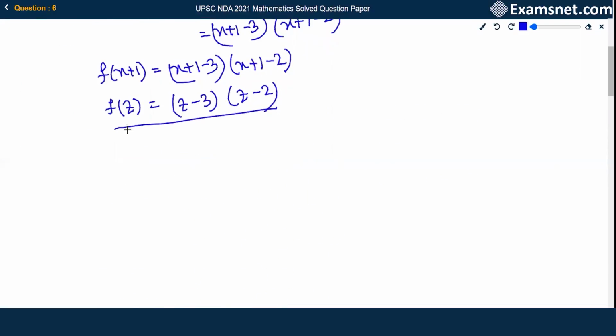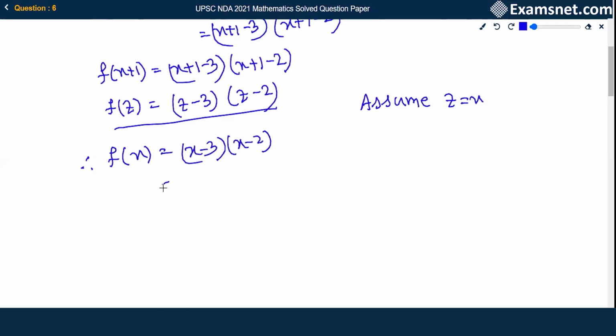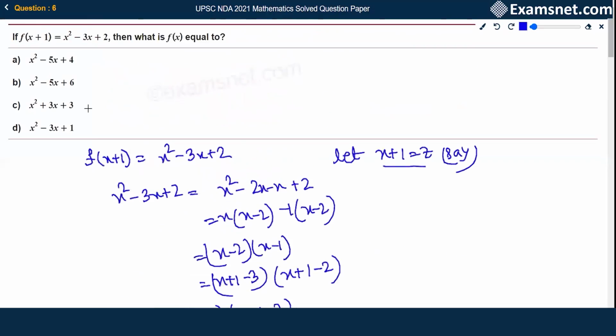Okay, f of x equals to, now we can assume z as x, correct? So let's say z equals x, so it will become x minus 3, x minus 2, correct? Let's drop the brackets. x square minus 5x plus 6. So yes, that's the answer. f of x equals x square minus 5x plus 6. Here option B is the correct answer.